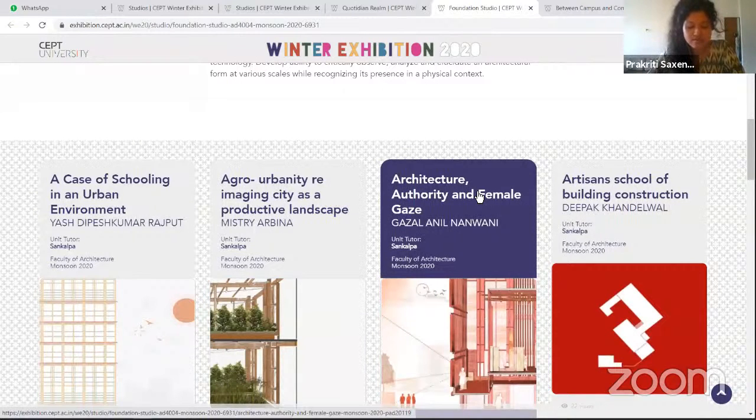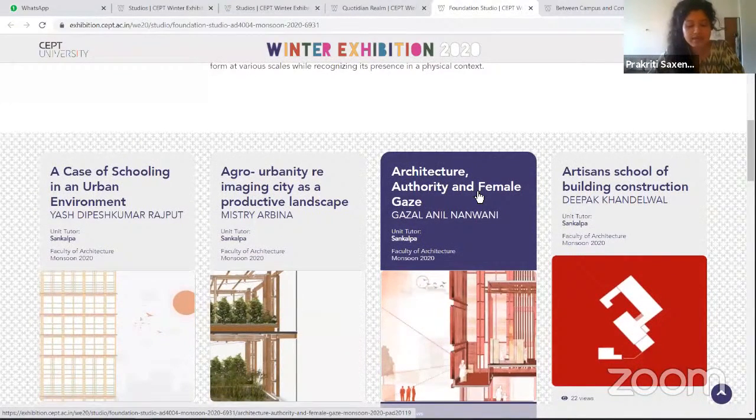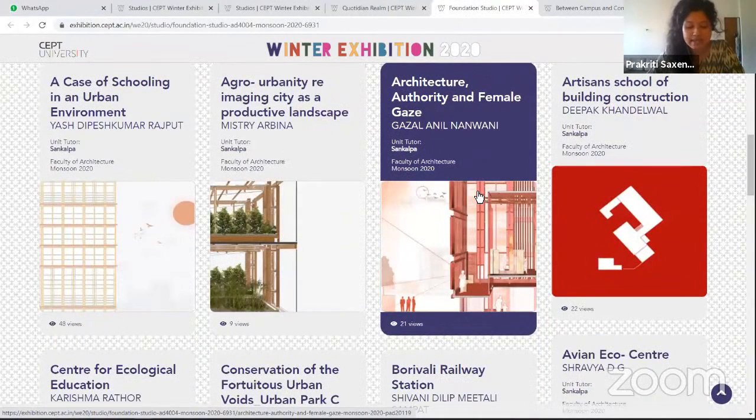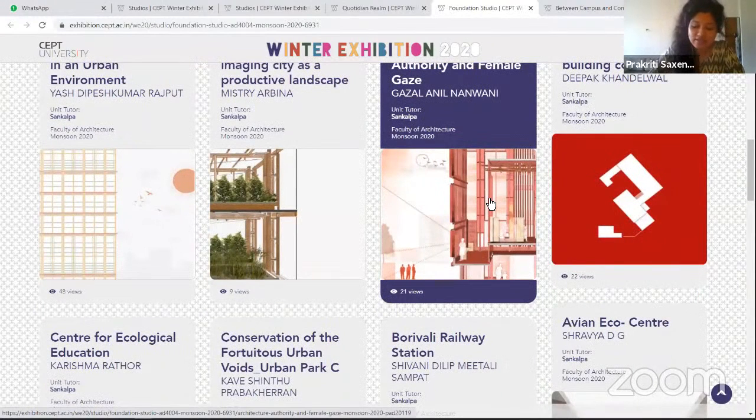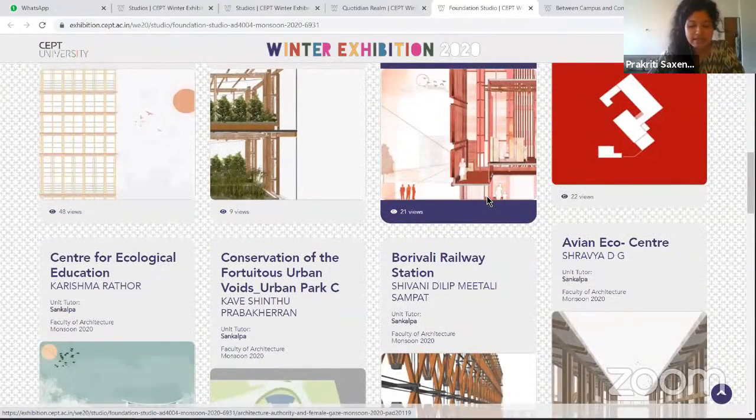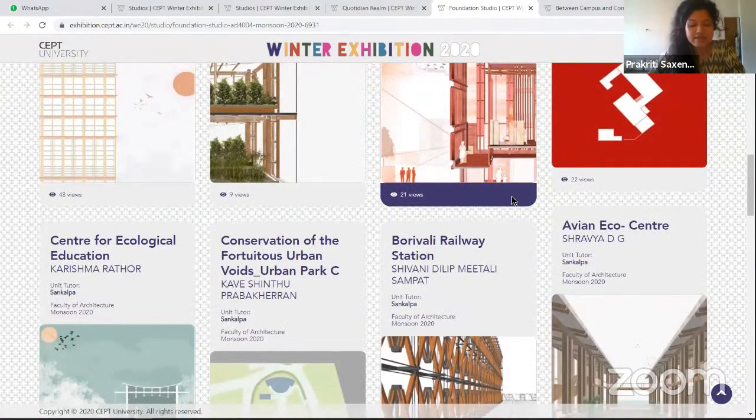Through this studio, students learn to develop an experimental attitude while tackling design problems, be aware and attempt design as a methodical search, develop abilities to adapt to design challenges within the constraints of use of basic to the latest available technology, develop ability to critically observe, analyze, and elucidate an architectural form at various scales while recognizing its presence in a physical context.